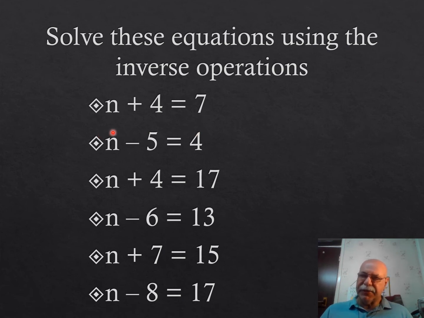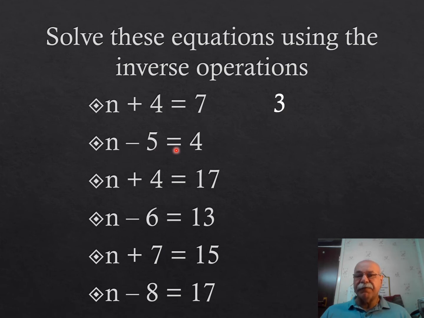Now in this case, n plus 4 equals 7. What is the value of n? I transfer this 4 to the 7, and it becomes minus. The 7 minus 4 becomes how much? It's 3. You see, this 3 comes out because I transferred this 4 here. It becomes minus 4, 7 minus 4 becomes 3.